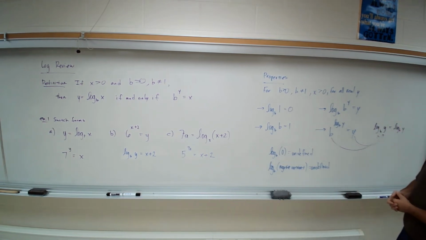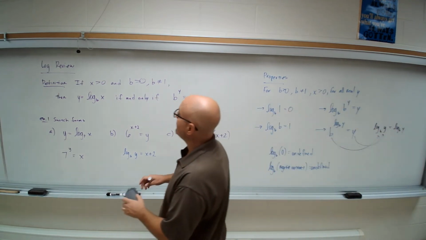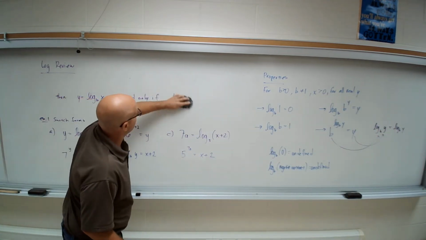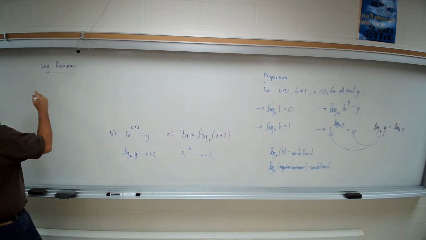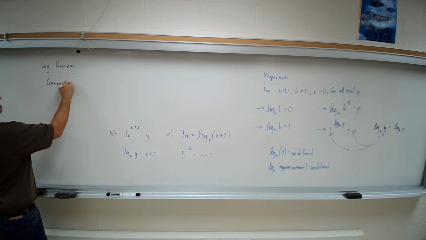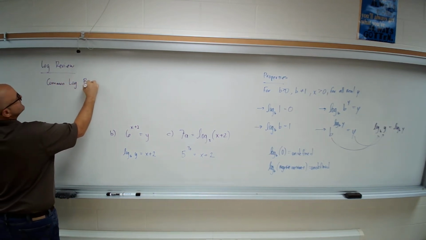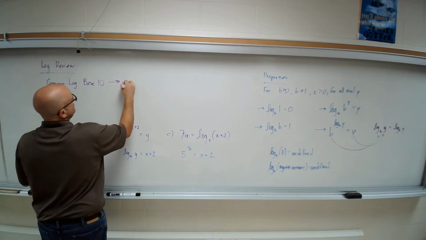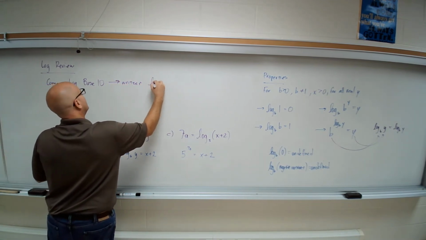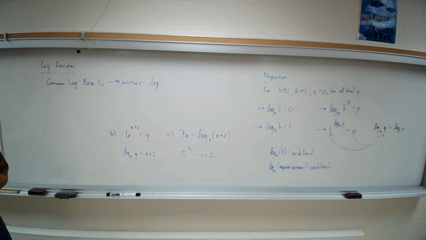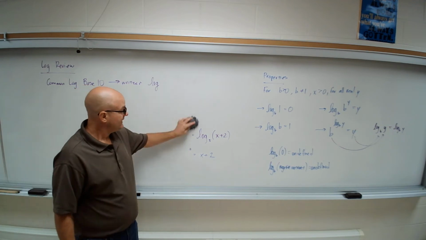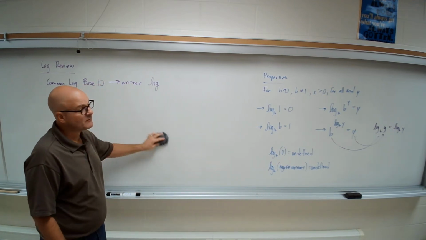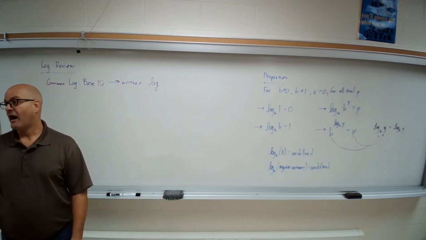The other kind of thing that would be good to put here, since we're talking about properties, is that if you see a logarithm with no base, that's called a common log. And that has a base of 10, but it's written as just log. So on your calculators, there's a button that says log, and that is because it's a base 10 logarithm. If you're doing arithmetic with large numbers and you're using logarithms, the common log is really your friend.